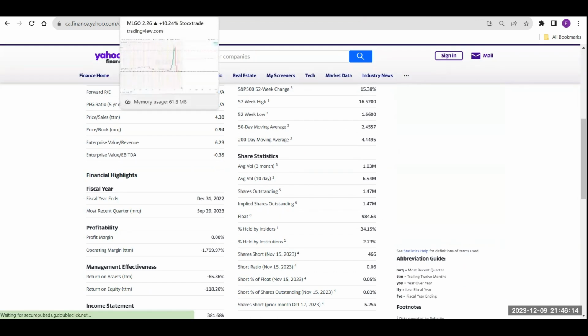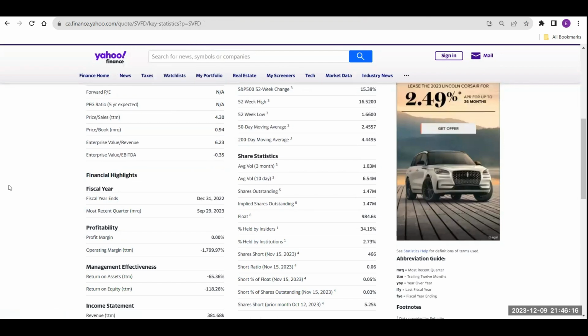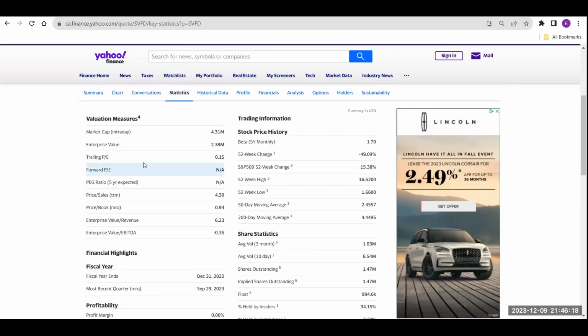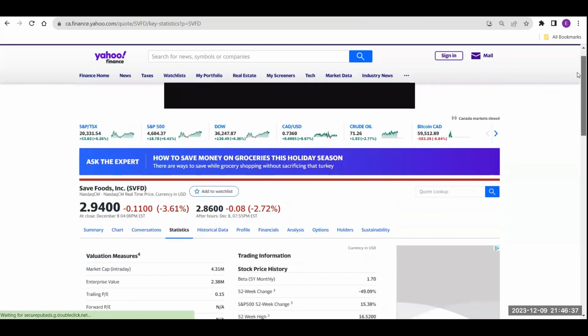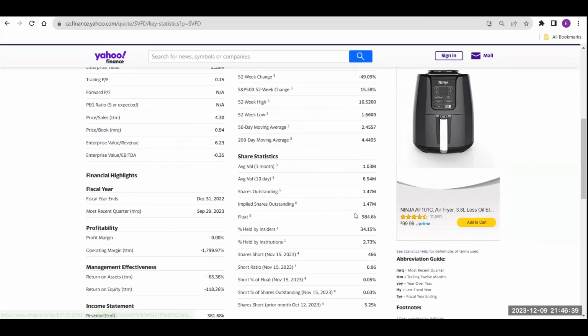Is there any count that I need to look for, like more than a million shares? Just keep it less than 100 million. Less than 100 million, and less is better. If it is even less, you can see just 4 million. Market worth is just 4 million, but how much is tradable?